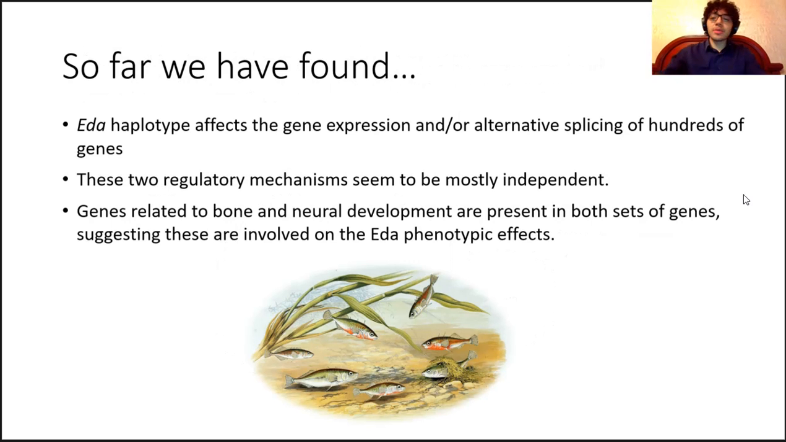So in summary, what I found so far in my project is that the haplotype affects the gene expression and/or alternative splicing of hundreds of genes, even when the rest of the genome is the same. And these two regulatory mechanisms seem to be mostly independent. Also, the genes that we found had functions related to bone and neuronal development, suggesting that they could be involved in the phenotypic effects of the EDA genotype, haplotype, sorry.